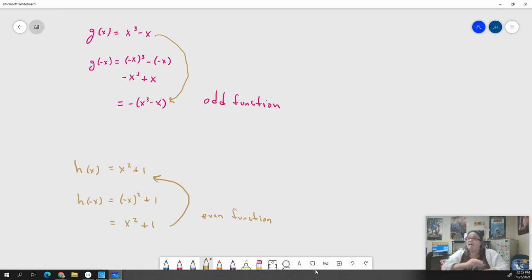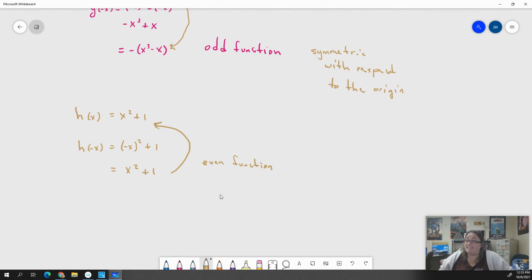Here we got back exactly what we started with, so it's even. And what it tells me is if it's an odd function, we know it's symmetric with respect to the origin, right? That means it flips over both axes to the origin. In an even function, when we get back exactly what we had, it is symmetric with respect to the y-axis. And if you think about it, it kind of makes sense, right?